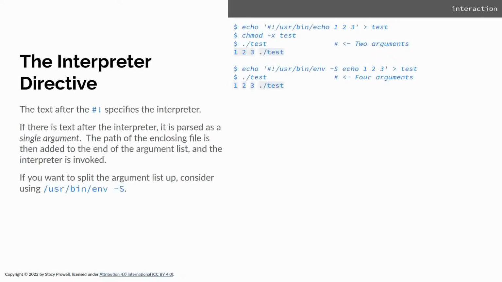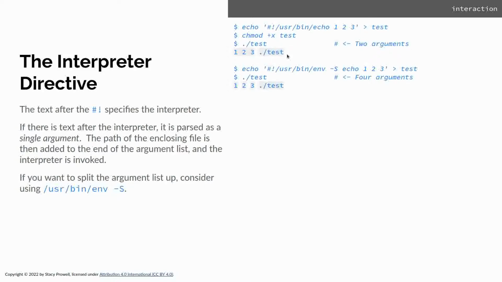As an aside, if you were ever curious about how the interpreter directive works and wanted to build your own code that did that, here's how it works. The text after the shebang specifies the interpreter. To see how that looks, you can do something like this. Here I've put user bin echo as my interpreter, and I gave it some arguments, and I put it in the file test. I made test executable and ran it. What did it give me? It gave me 2 arguments. It took 1, 2, 3 as a single argument passed to it, and then it pasted the name of the file on the end. That's how the interpreter knows where to find the body of the file.